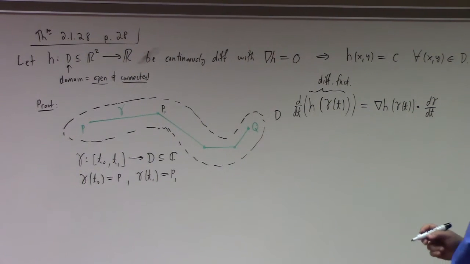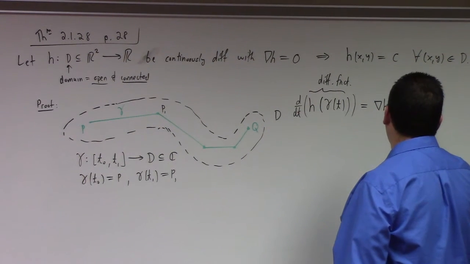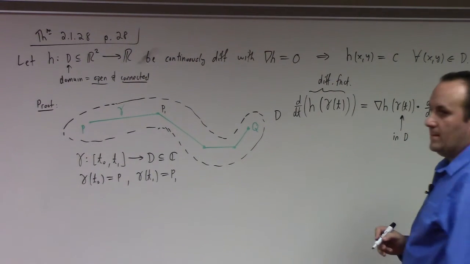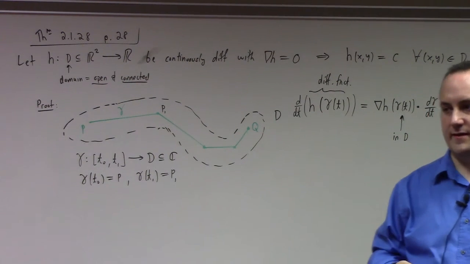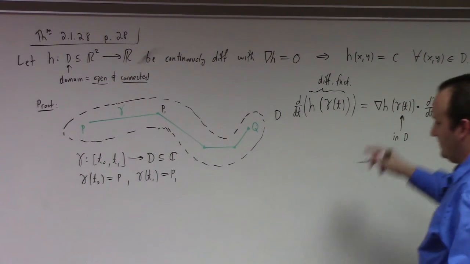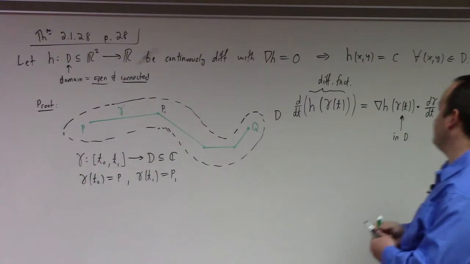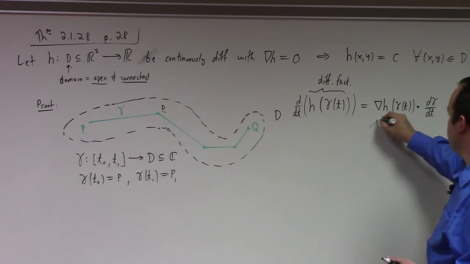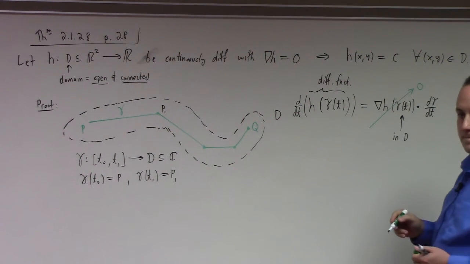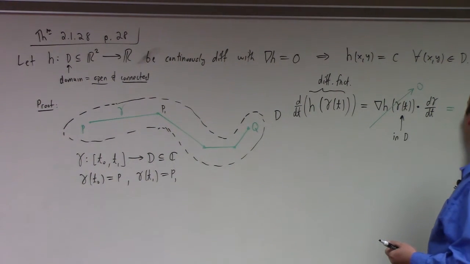But gamma of T, this is in D, right? By construction of the polygonal path. That's what it means for it to be connected. You can find a polygonal path such that each line segment in the polygonal path is inside the connected set. So this, by assumption, then is what? Zero. So this is 0.